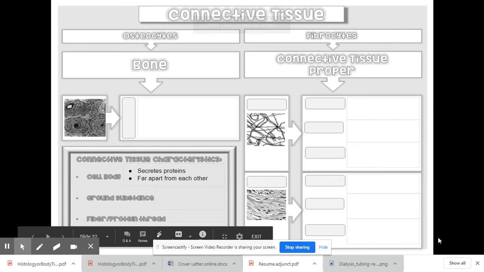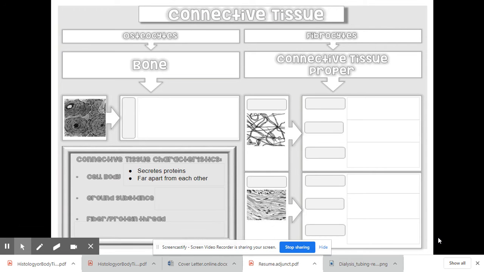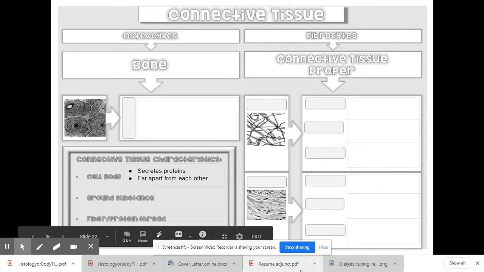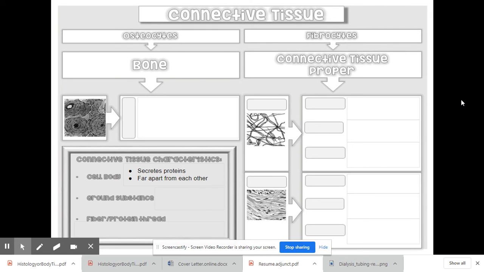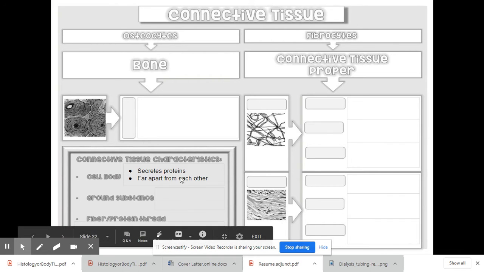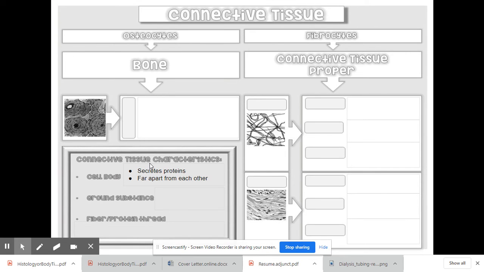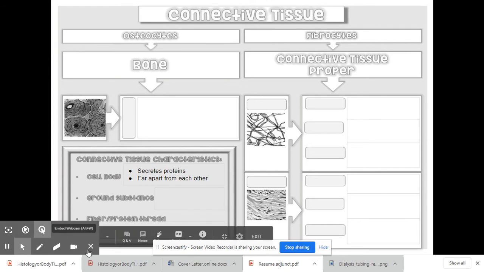Okay, connective tissue is the kind of tissue that makes up a bunch of different areas of our body. Before we look at that, we're going to look at these main characteristics that all connective tissue has in common. First off, the cell body is what secretes the proteins, and they are far apart from each other. There's a lot of material in between the cells. It's very different from epithelial tissue that you saw in the previous video.